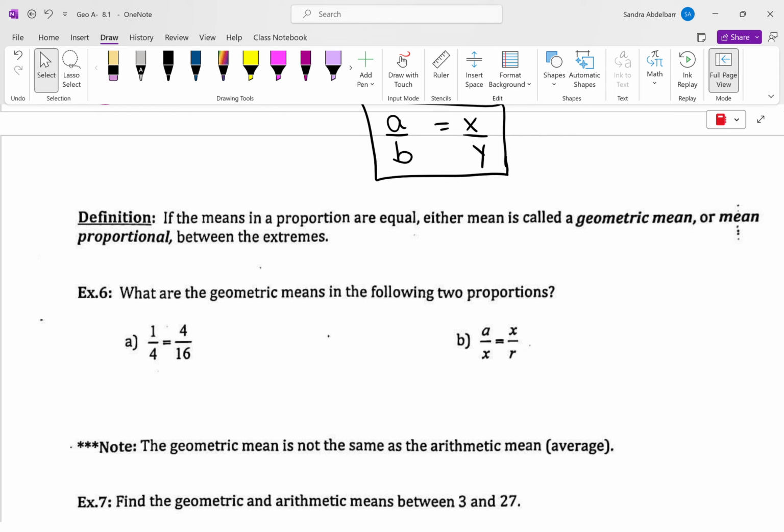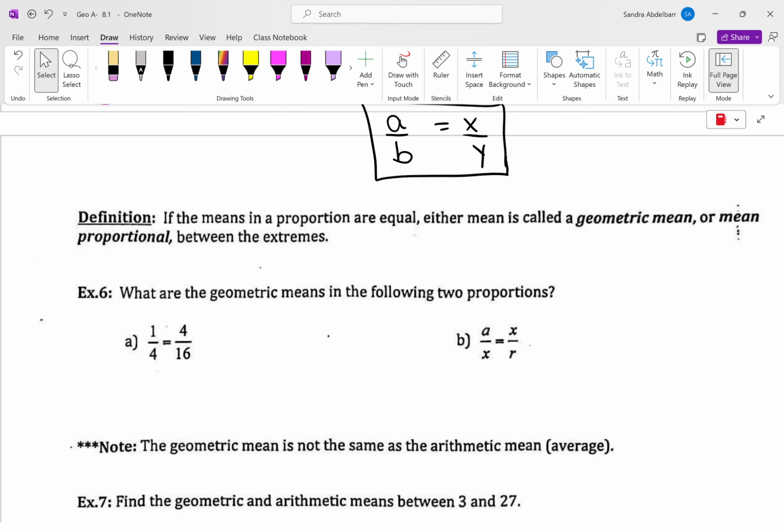All right, definition. If the means in a proportion are equal, either mean is called a geometric mean or mean proportional between the extremes. What are the geometric means in the following two proportions?